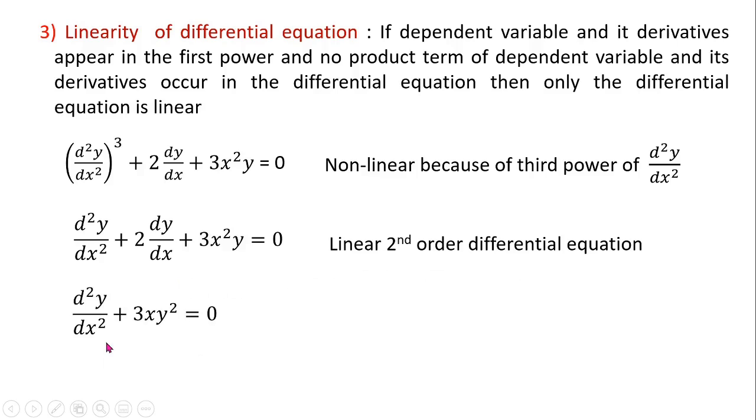Next example, d square y upon dx square plus 3xy square is equal to 0. Here the dependent variable is y, the independent variable is x. Then the power of this dependent variable is 2, y square. Because of this term y square, the power is 2. Therefore, the first condition is invalid. Therefore, this equation is non-linear because of the second power of y.